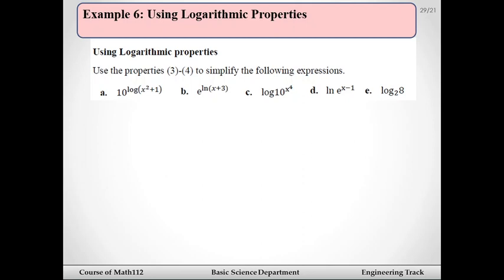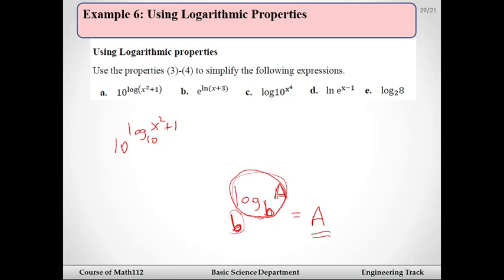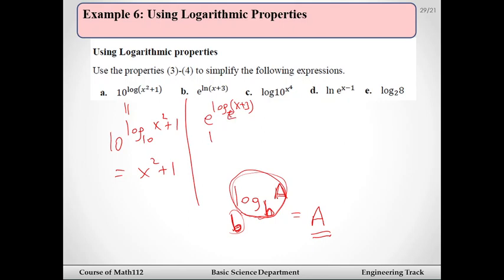Okay, let's use the logarithmic properties to simplify these expressions. Here, 10 to the log base 10 of x squared plus 1. Remember this log base b of a: if you raise b to that power, you get a, because this is the power of b that makes a. So when you put it as a power of b, it will definitely give you a. So 10 to the log base 10 of x squared plus 1 will give you x squared plus 1. Now how about e to the log base e of x plus 3? This will give you again x plus 3. I'm using this rule.